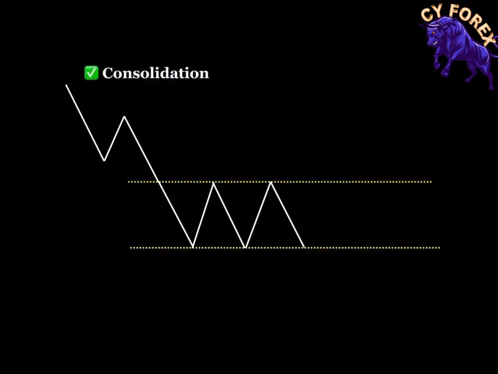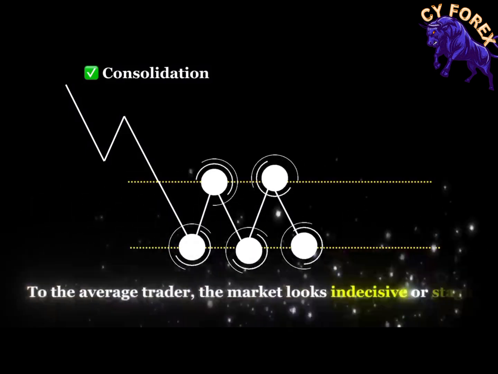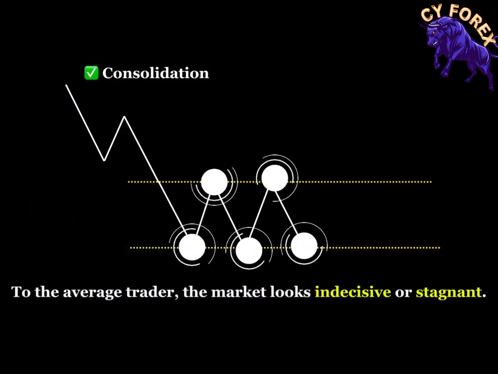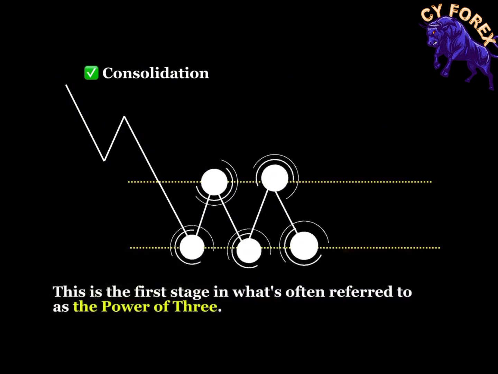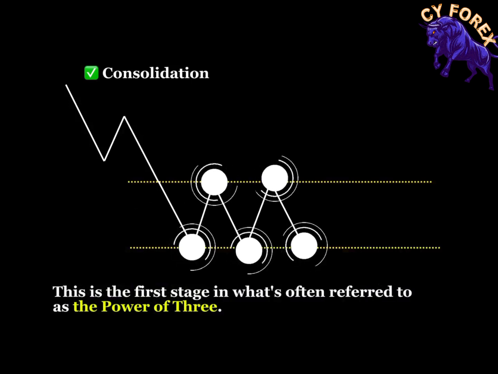During the consolidation phase, smart money begins quietly building positions while price moves sideways within a tight range. To the average trader, the market looks indecisive or stagnant, but in reality, this phase is critical. It lays the foundation for the next major move. This is the first stage in what's often referred to as the power of 3.